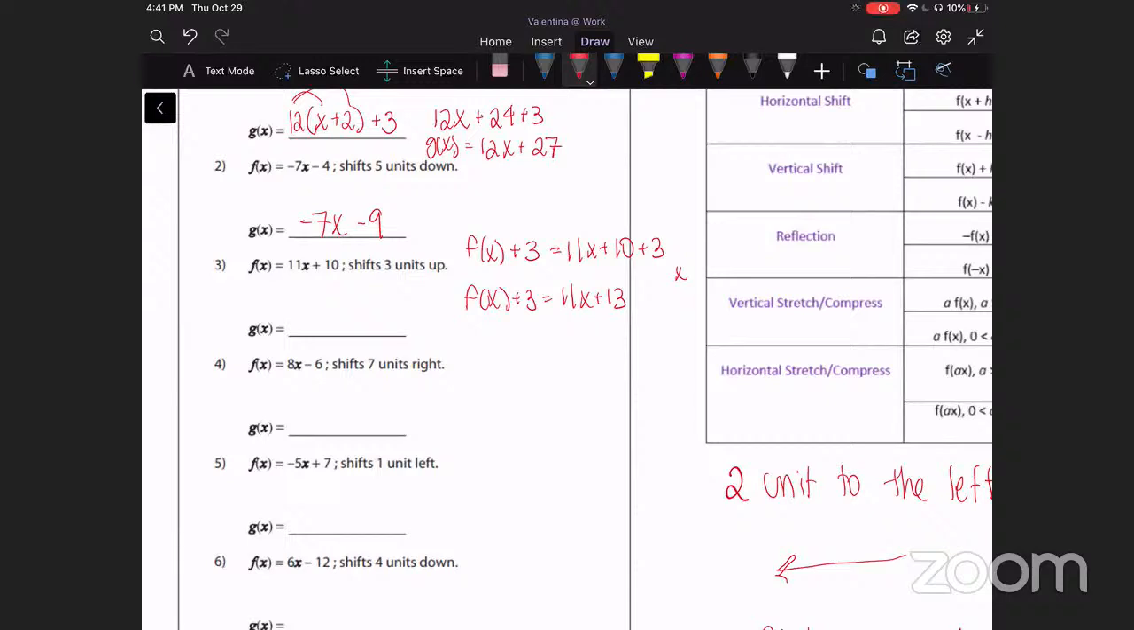I'm just saying, since we're adding 3 to our whole function on one side, we need to do the same on the other side. Okay. Right? Does that part make sense? Or is that where it's kind of confusing? Yeah, sort of.